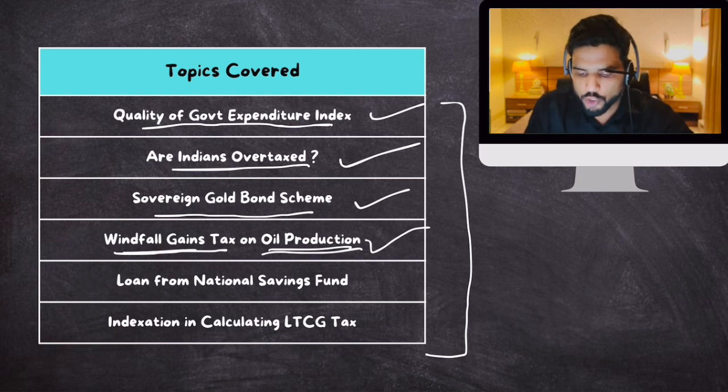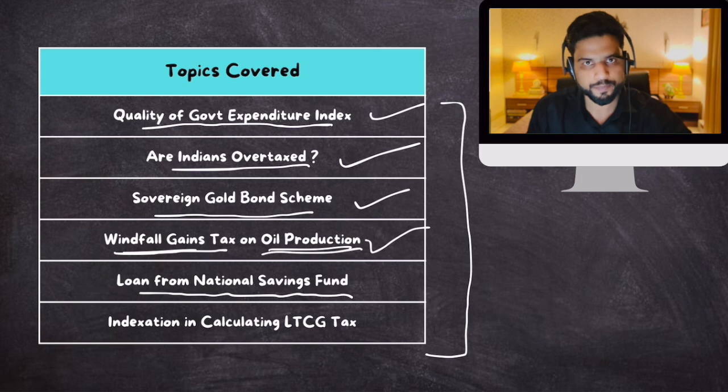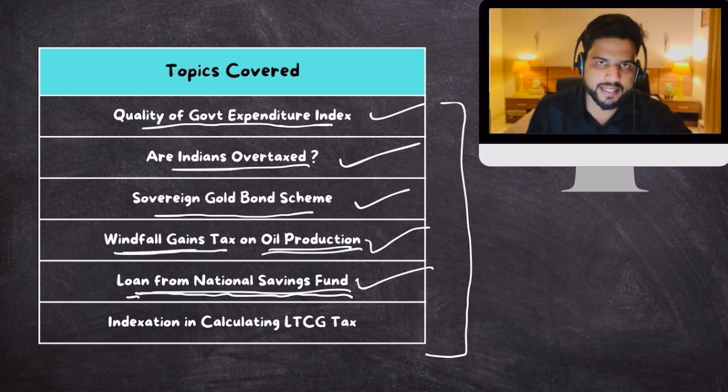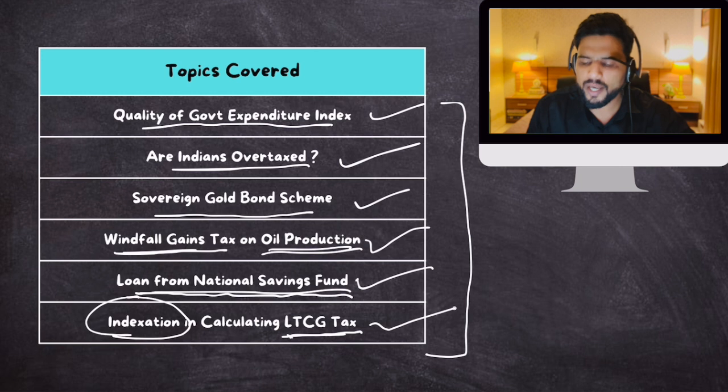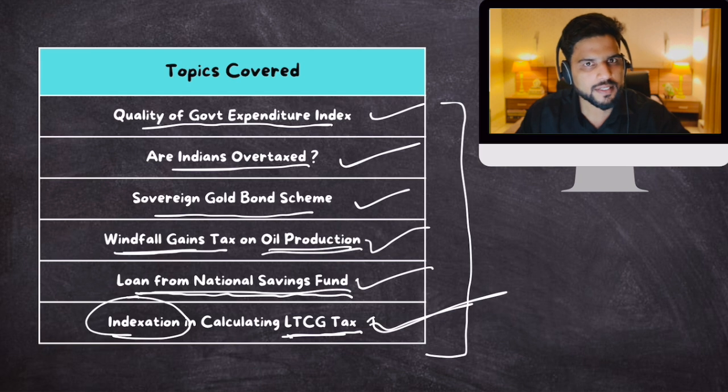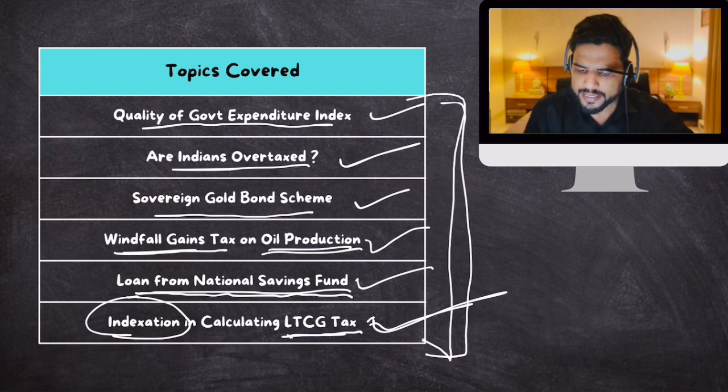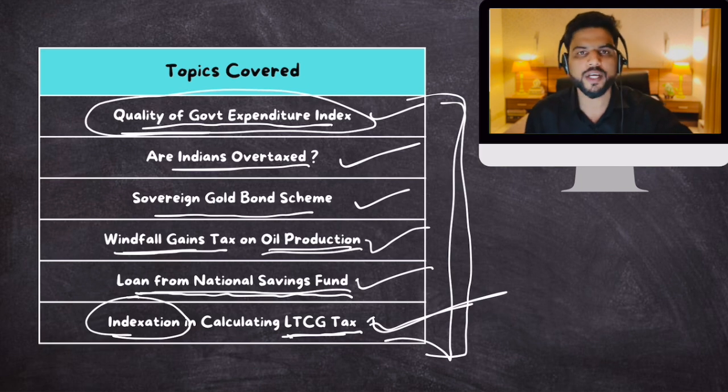Then we'll talk about the loan from National Savings Fund. Recently, just before the Delhi elections, there was a controversy between the Government of India and the Delhi government with respect to loans from the National Savings Fund. And in the end, we'll talk about a particular form of tax, long-term capital gain tax, and how it can be inflation indexed. You will understand what I mean by inflation index when we discuss this topic. Clear? Simple? So let's begin today's discussion, starting with Quality of Government Expenditure Index.